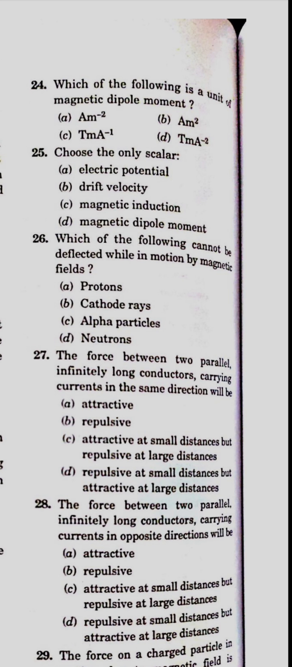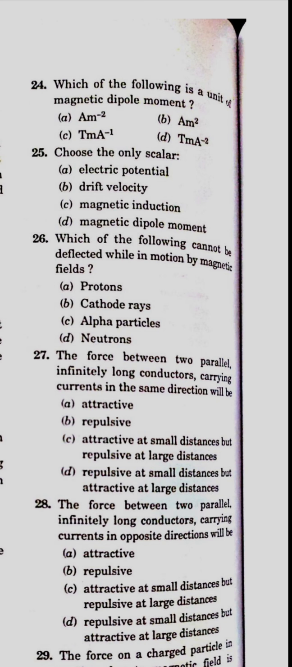Drift velocity is also a vector quantity. Then electric potential is the quantity which does not depend on the direction. It does not follow the vector laws, it only follows the scalar law, so it will be a scalar quantity.